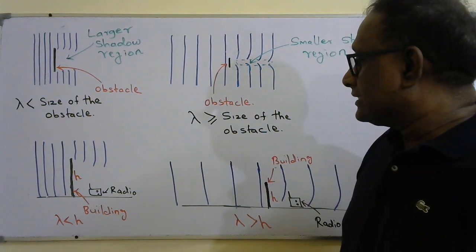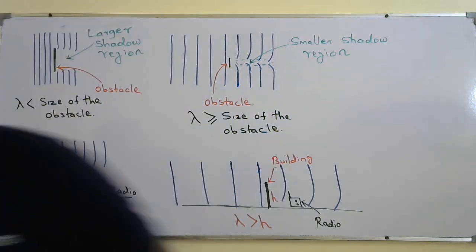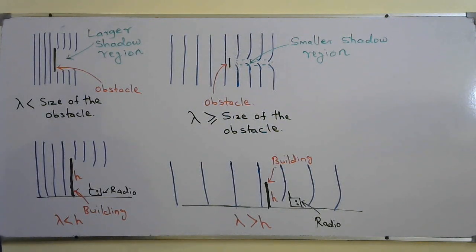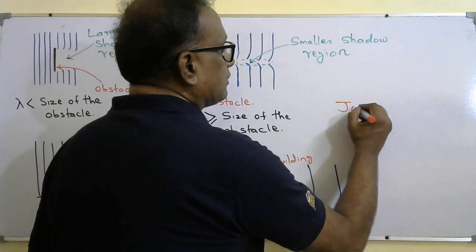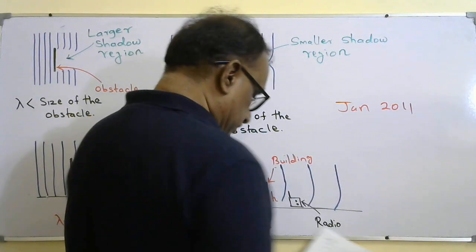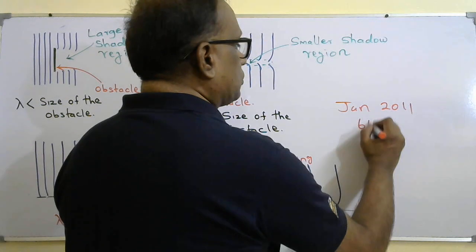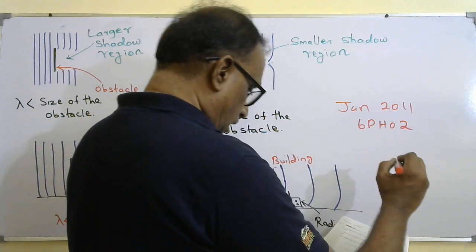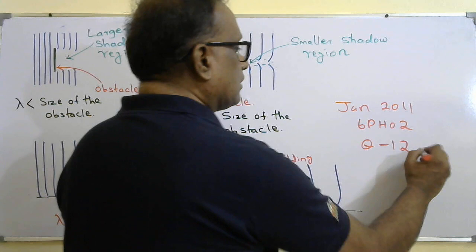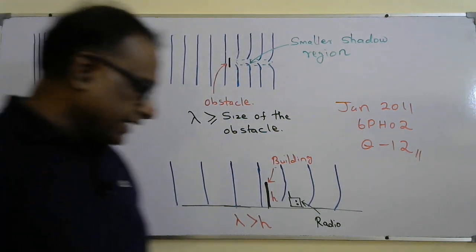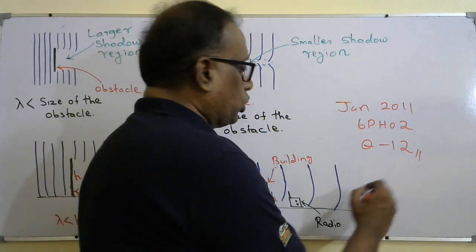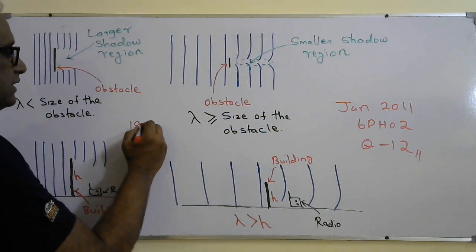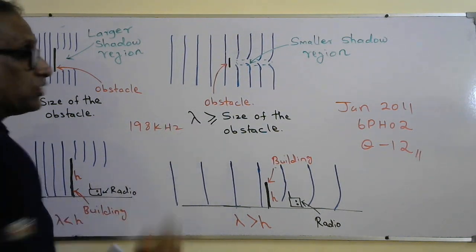Based on that, there is a question from a past paper related to radio transmission, that is January 2011, 6PH02, question number 12. The first part is simple. A radio station broadcasts at a frequency of 198 kilohertz. They ask to find the wavelength of the wave.